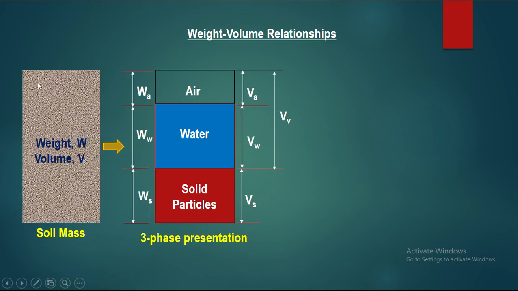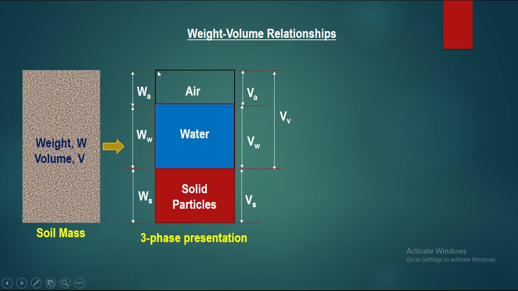Let's say we have a soil mass here of known weight and known volume. The weight of the soil mass is W and the volume of the soil mass is V. Now if you look at it very closely or microscopically, you'll probably notice that there are some solid particles floating around in this soil mass, and between the solid particles there are some void spaces.